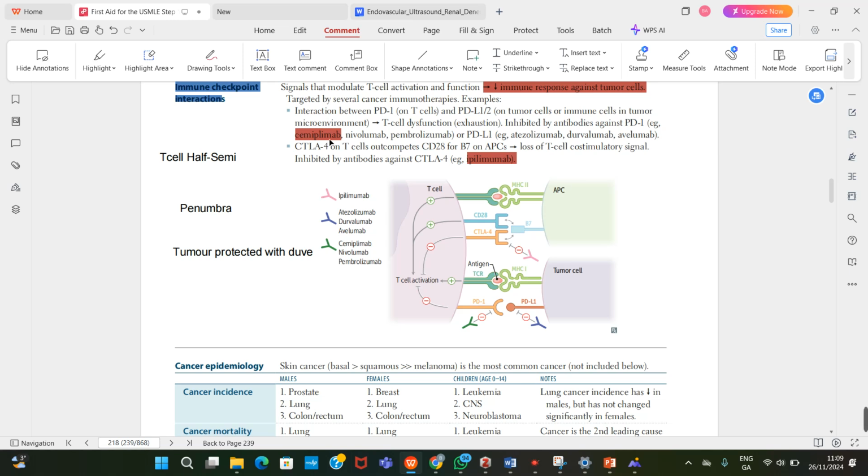So, semiplimab and pembrolizumab, both of them are PD1 inhibitors. While your PD ligand inhibitors are drugs that bind to the PD ligand on the tumor cells. For example, because the tumor cell tries to cover itself with a duvet, durvalumab.